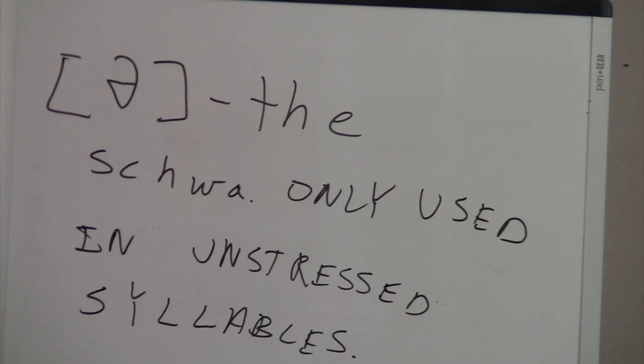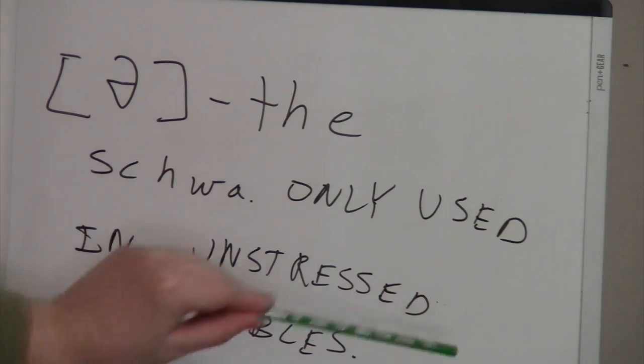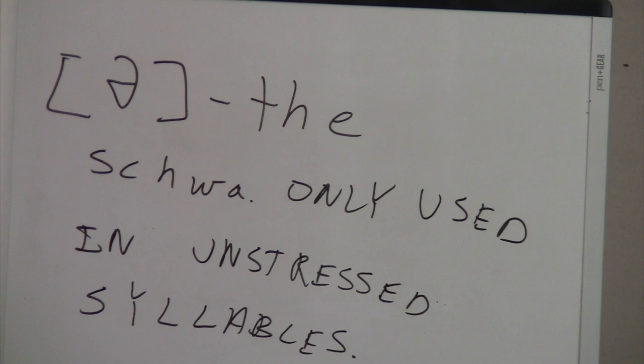Okay, just to remind you, this is called the schwa. The schwa, and it is only used in unstressed syllables. So let's talk about what that means. Let's take a look at this word, above. First of all, you can see that there's two syllables in this word, above. The first syllable spelled with an A, the second syllable spelled with an O.